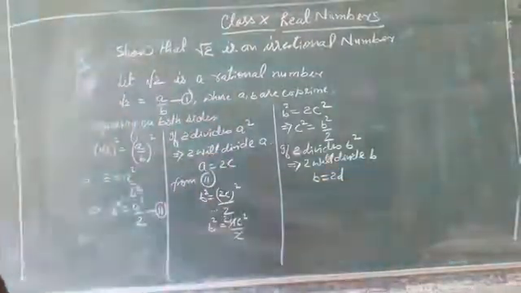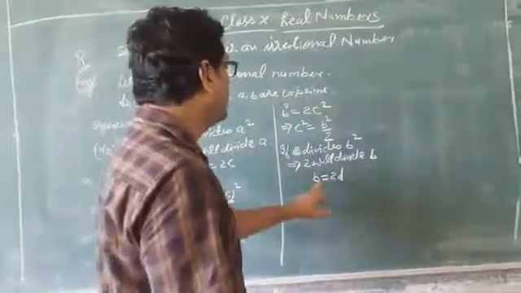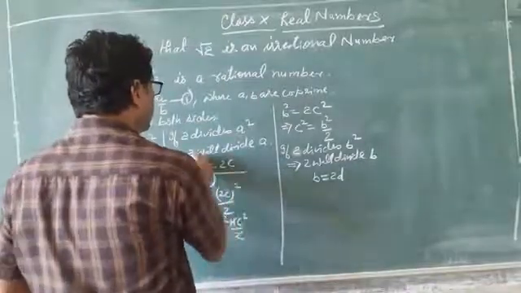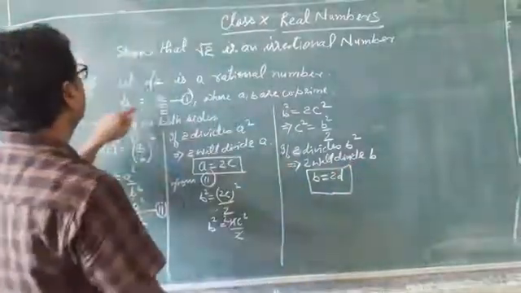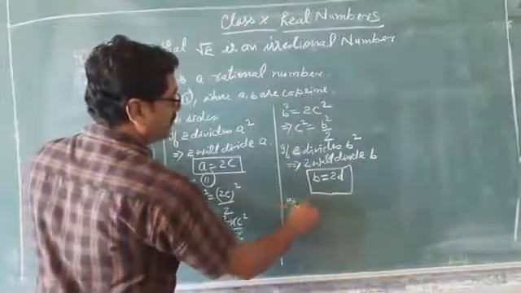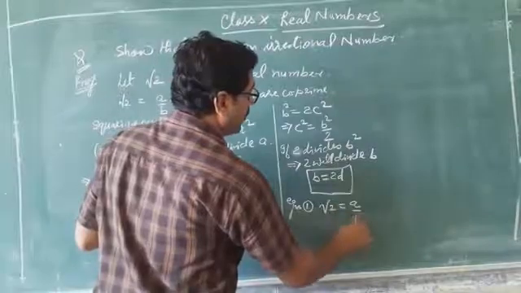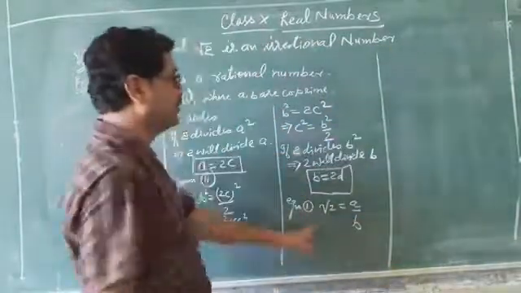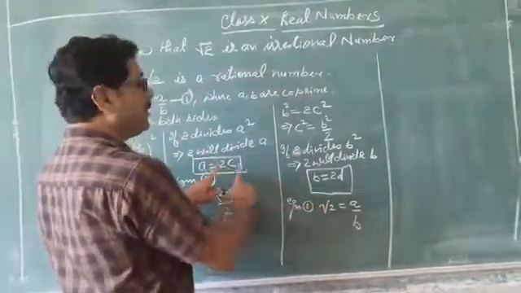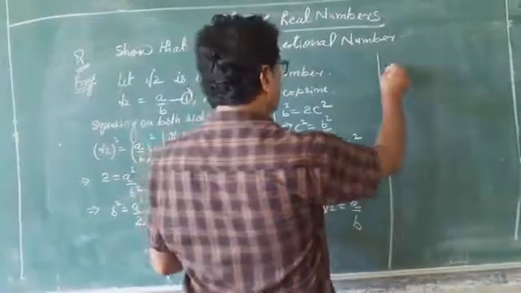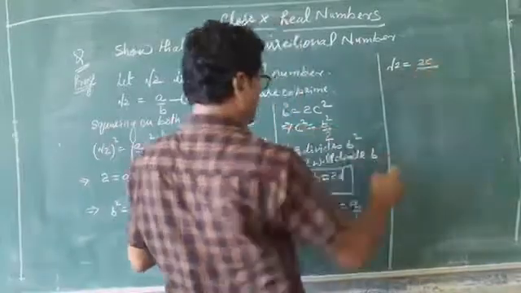So 2 is a divisor of a and 2 is a divisor of b. From this a is equal to 2c, and from this b is equal to 2d. In the first equation, root 2 is equal to a upon b. So we put a is equal to 2c and b is equal to 2d. So root 2 is equal to twice c upon twice d.